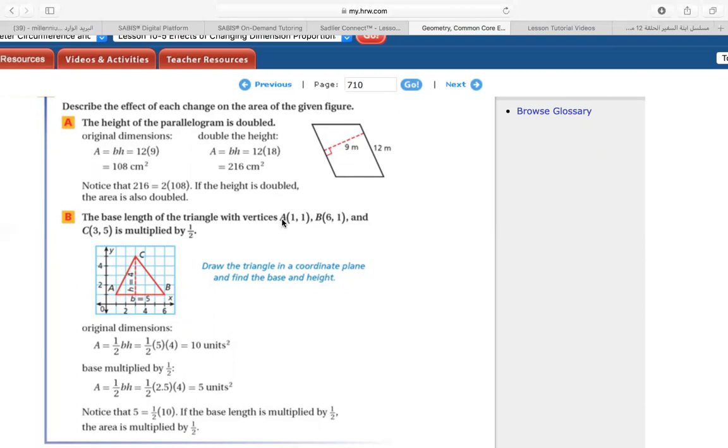My first point is A, X and Y. When X is 1, Y is 1. So here I'm going to plot it. When X is 1, Y is 1, and here I got my first point, which is A.